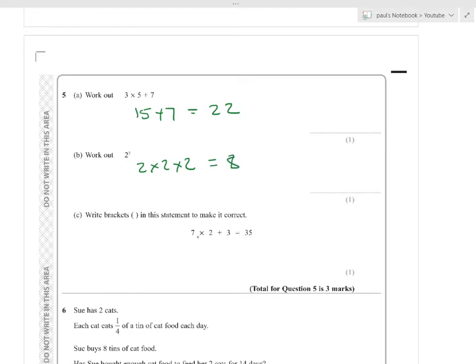Write the brackets in the statements to make this correct. So that equals 35. So 7 times 2 is 14 plus 3 is 17. So how about 2 plus 3 is 5? So let's put the brackets there. 2 plus 3 is 5, times 7 is 35.